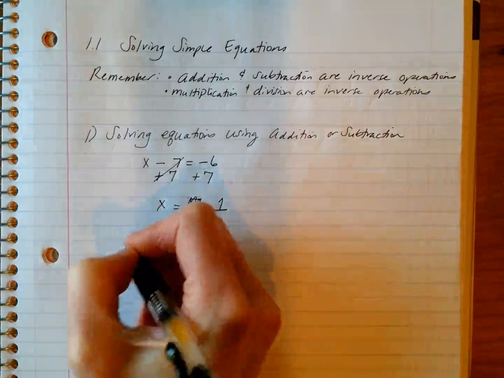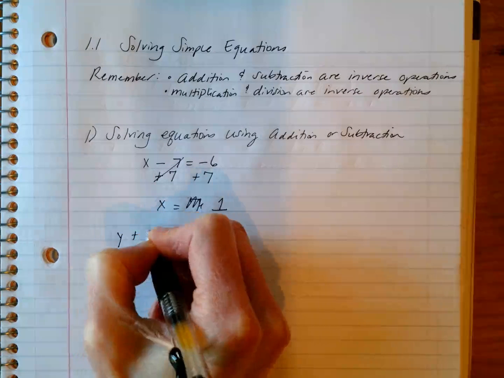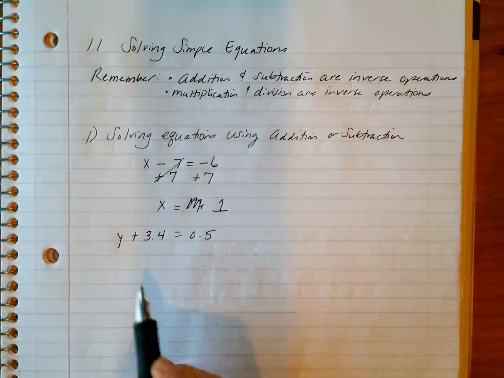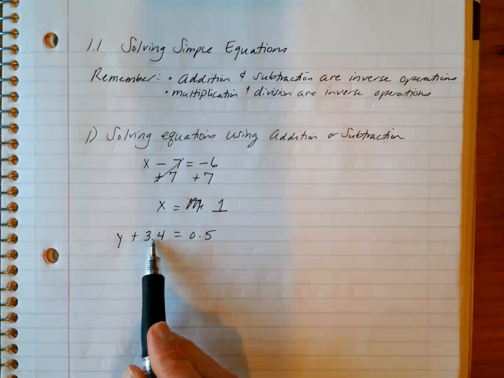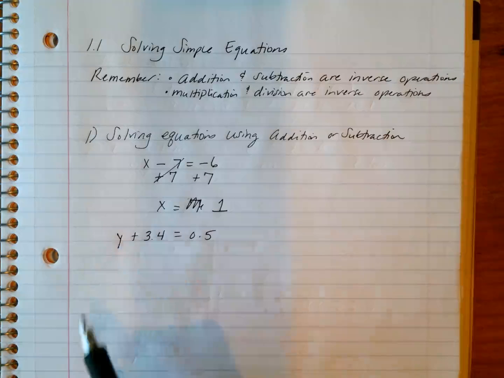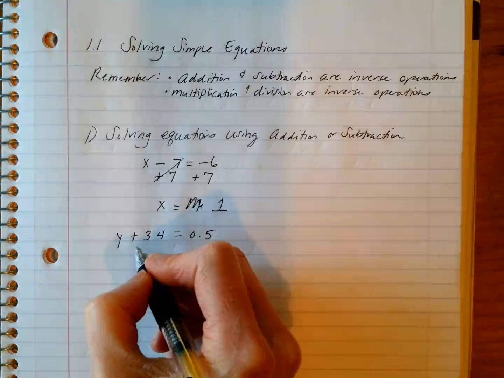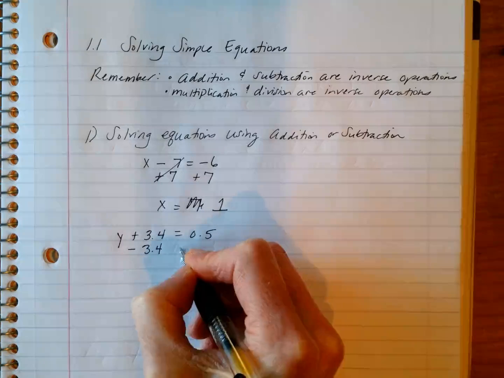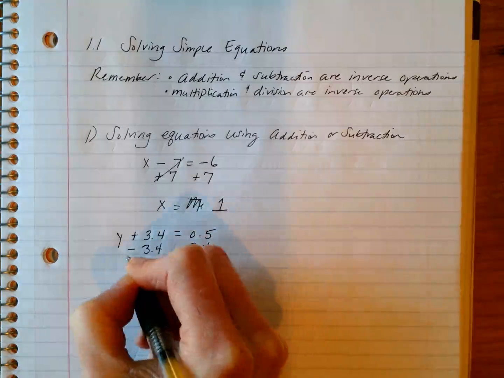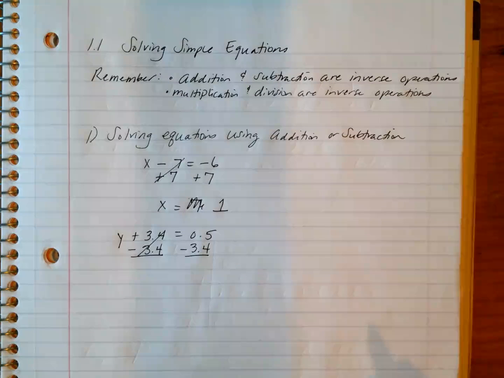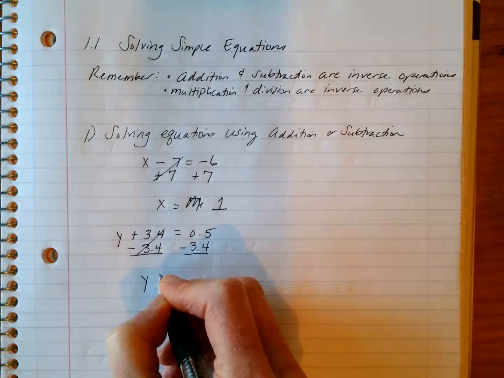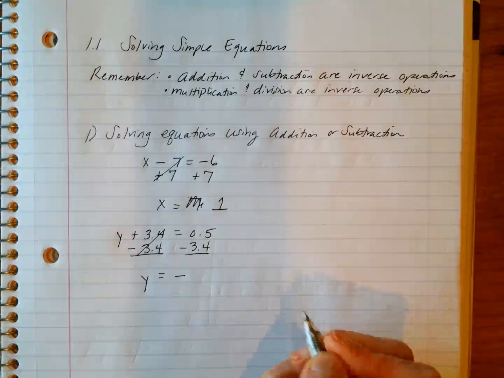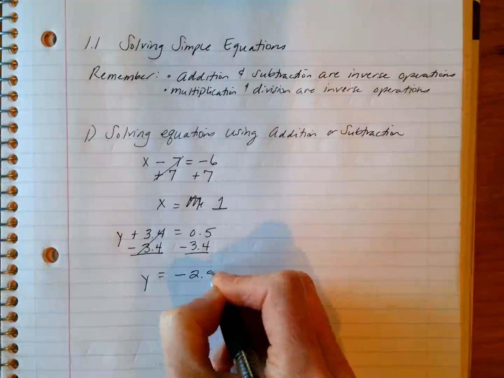We can look at one more using a decimal. So I've got y plus 3.4 equals 0.5. Again, in this case, I have a positive 3.4. I still need to get the variable alone by itself. So I'm going to undo this to get it alone. So I'm going to take away 3.4 from each side of the equation. That'll essentially get that down to nothing, which will leave y alone. And I will get y equals a negative in this case, because the negative 3.4 is larger than the 0.5, 2.9.